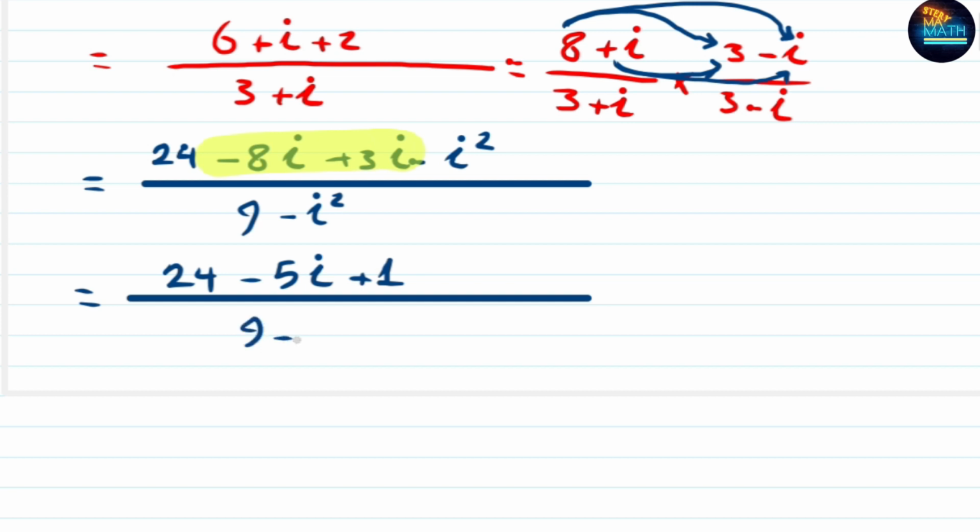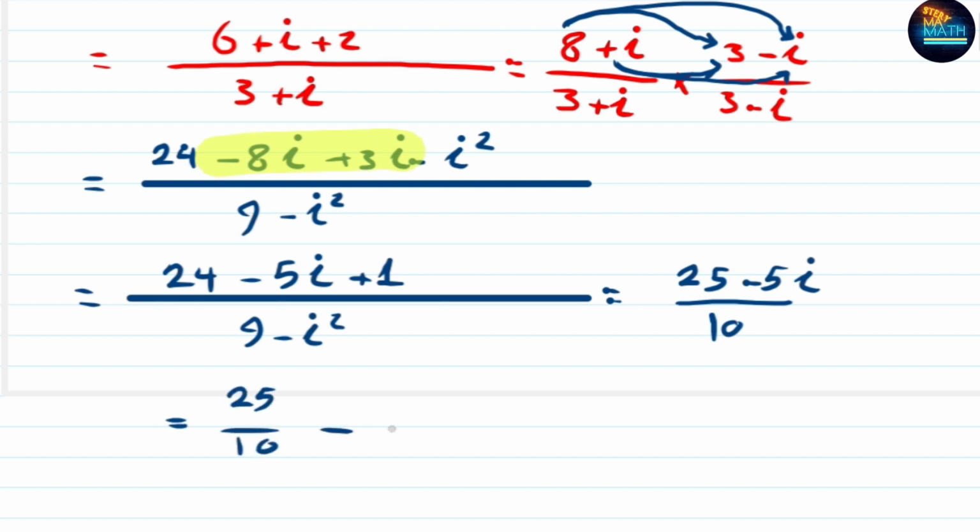The real parts here are 24 and 1, which is 25, minus 5i divided by 10. So the final part here is dividing each term in the numerator by the denominator, 25 over 10, and negative 5i over 10, which is 5 over 2 minus 1 over 2 i. That is the answer.